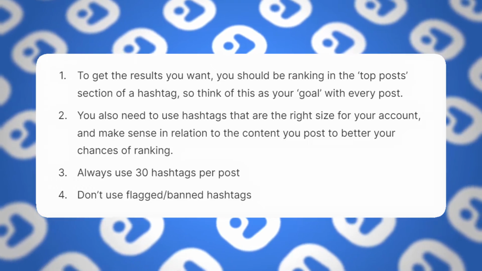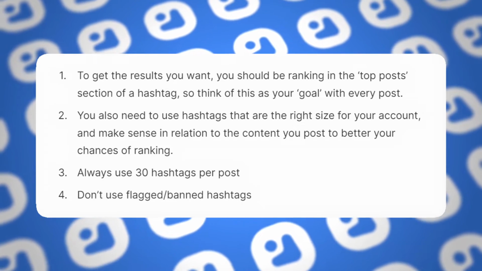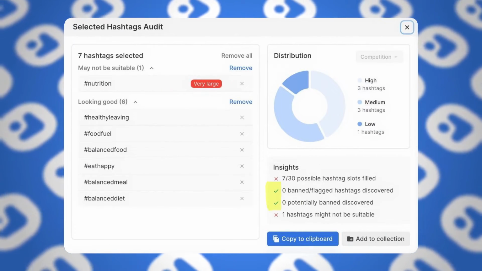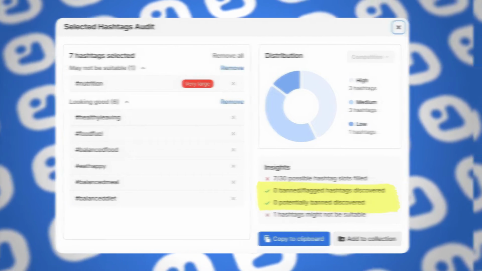Next, don't use flagged or banned hashtags. This can restrict reach on your content and also get your account in trouble. And there are two ways to make sure you never do this. The first is to go into Instagram manually and search for all the tags that you're using to make sure they're not banned. And the second, and our preferred method, is to use Flick, because within Flick, we actually have a built-in tool that will scan through all the hashtags you select to make sure that none of them are flagged or banned. Those are some general do's and don'ts when it comes to hashtags.